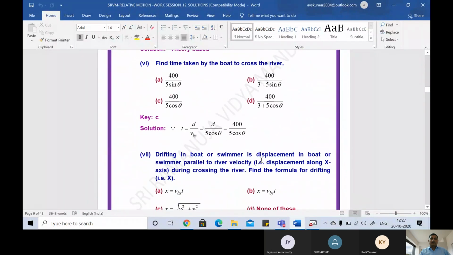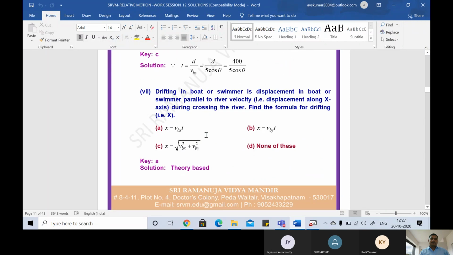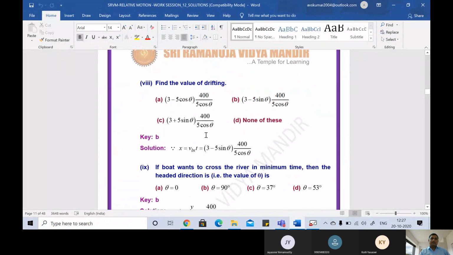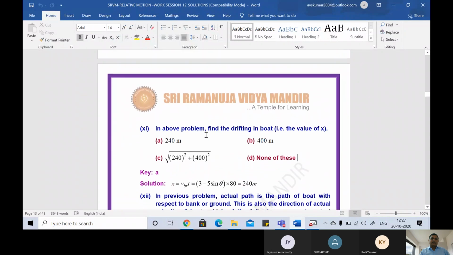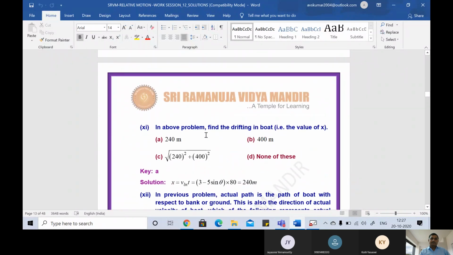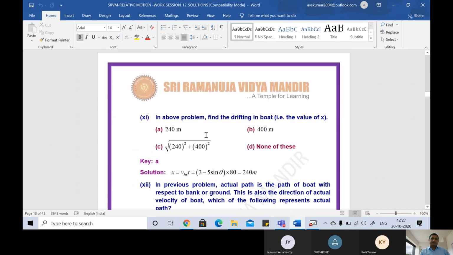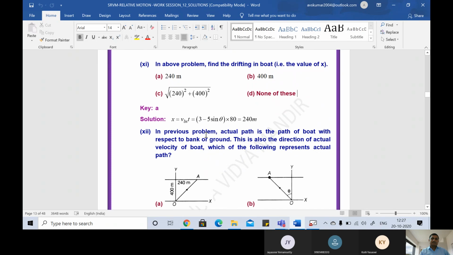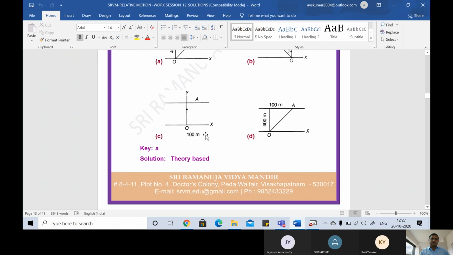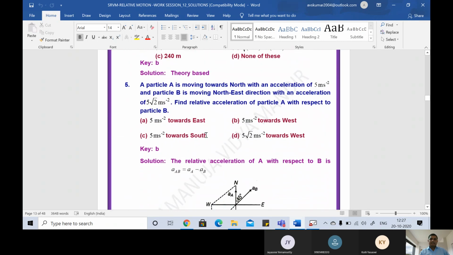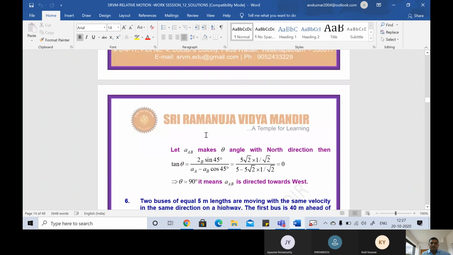So like that we have to find. What is the time taken to cross the river? What is the value of drifting? Minimum time of crossing, and now what is the drift? Of course, here this is another problem, and then diagram, displacement and all. Anyway, so like this you can solve problems.